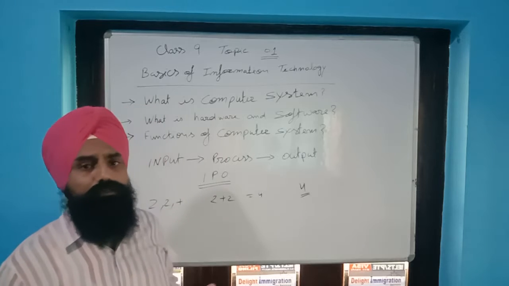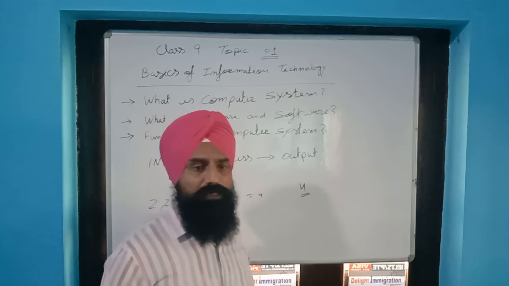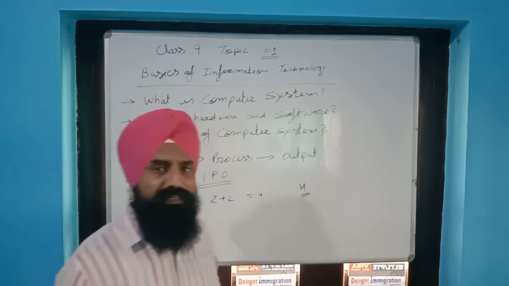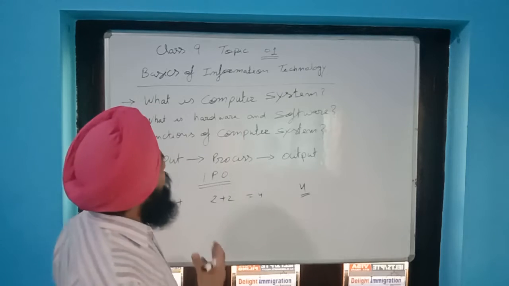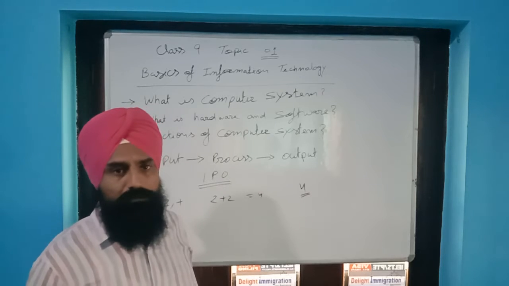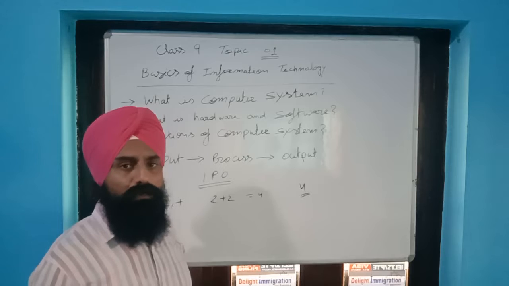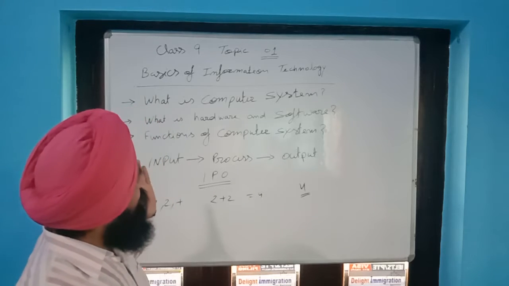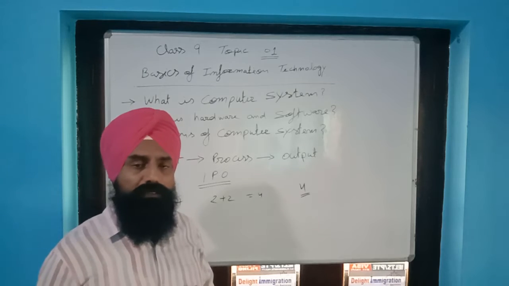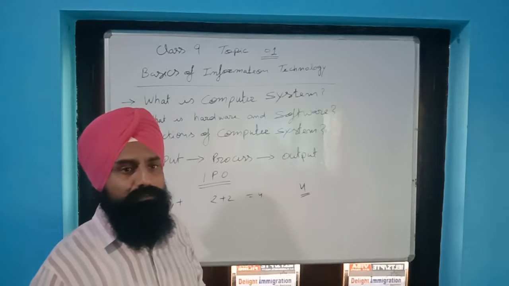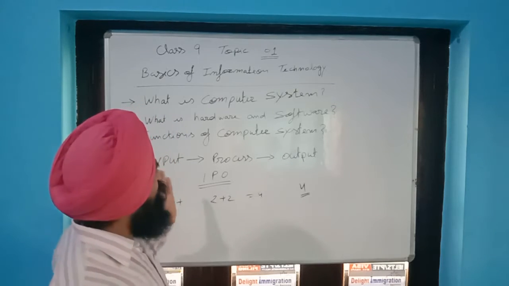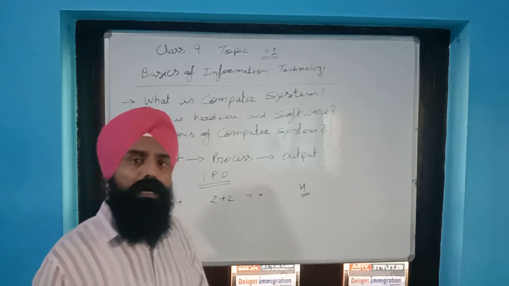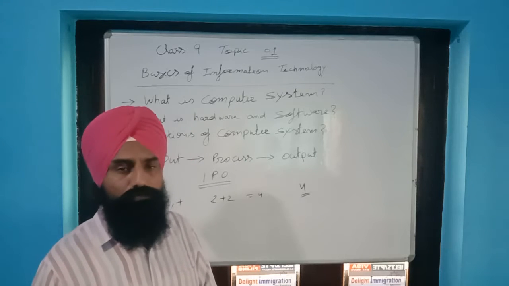What is a computer? A computer is an electronic machine which can perform any task as per the user demand, as per the user command. A computer is a machine which consists of two things. One is hardware, another is software.